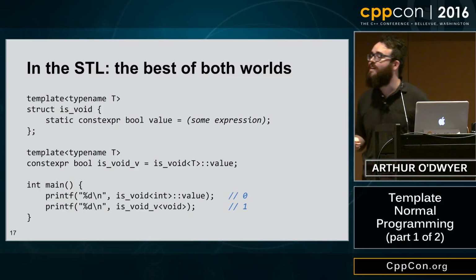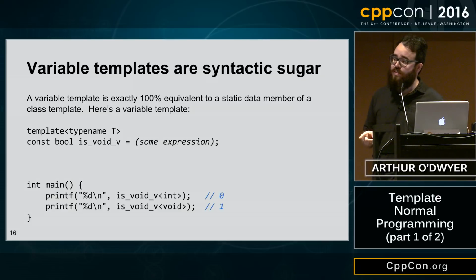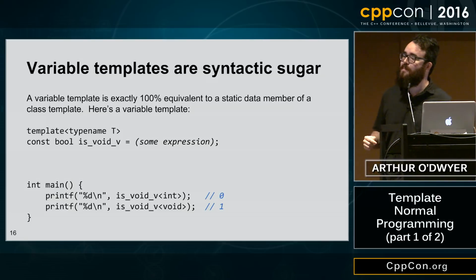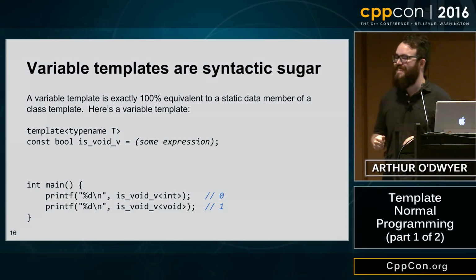Is that a question? Previous slide. Why would I write something like this, given that the template is not really being used? Well, it depends on what some expression is. Some expression could be something that depends on T. In fact, in this case, it should be something that depends on T, because if T is void, we want it to come out to true, and if T isn't void, we want it to come out to false. But that's metaprogramming. I'll show that later.